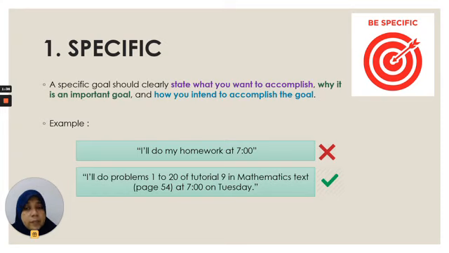So you need to be specific. For example, I'll do my homework at 7 a.m. So this is not specific. What homework do you want to do? So for good goals, you have to be specific. I'll do problems 1 to 20 of tutorial 9 in mathematics, let's say you are taking Maths 111 or Maths 037, at 7 a.m. on Tuesday. So very specific.